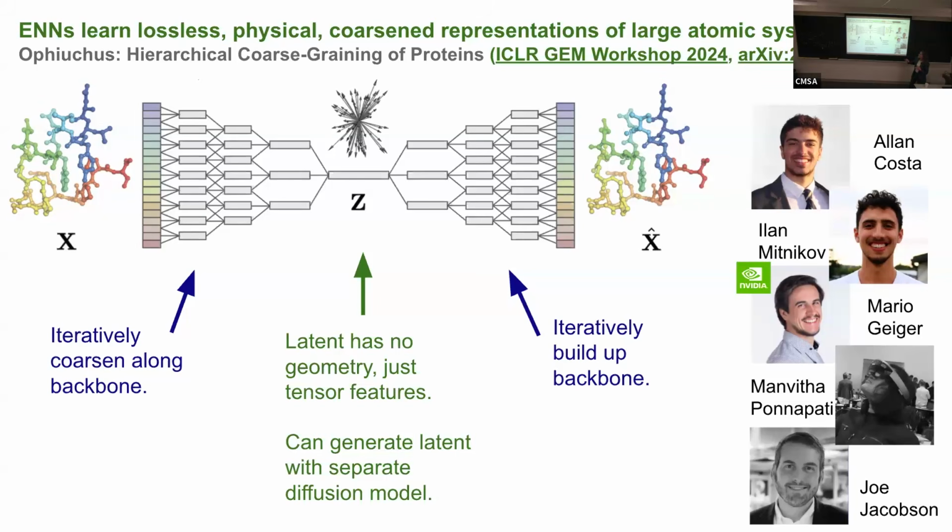What's nice is you can train a separate generative model to generate in this space and then use the decoder to go back to all atoms. We have trained a diffusion model to generate proteins this way and then back out. It works okay. It could be better.